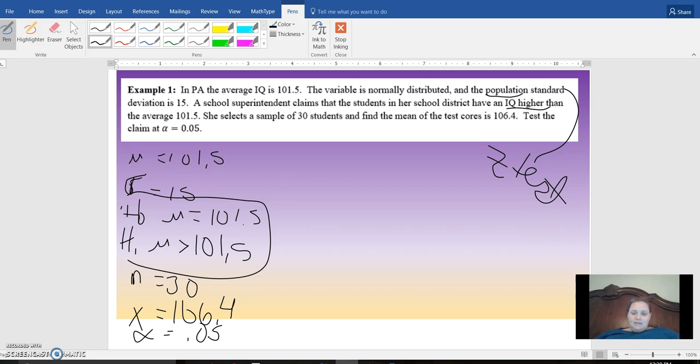Okay, so I'm going in my calculator. I go down to z-test. I'm going to highlight Stats because they just gave us all the information. So mu-naught, that's this guy, 101.5. This, remember, is the standard deviation, so 15. X-bar, that's this guy, 106.4. n is right there, it's 30.